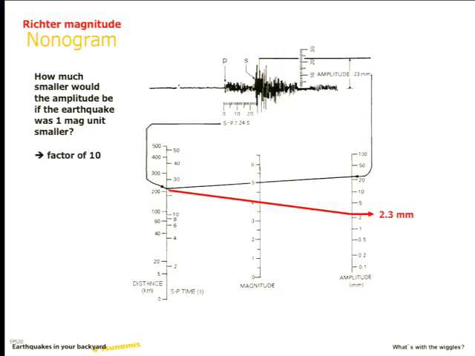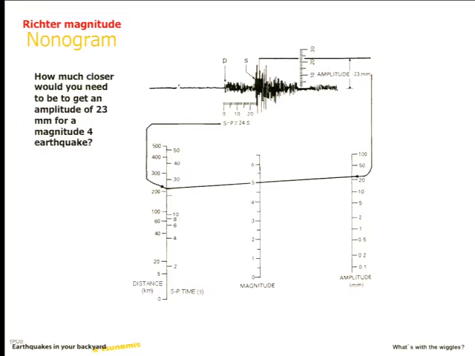This is 1 magnitude unit lower. It is a factor of 10 smaller. That's why this is a magnitude scale, a log to the base 10 scale. That's where this factor of 10 comes from. So if we're seeing 23 millimeters on the Wood-Anderson instrument for a magnitude 5, if the earthquake was 1 magnitude unit smaller, you would get exactly 2.3 millimeters. And if it was another magnitude unit smaller, a magnitude 3, you would get 0.23 millimeters. Okay? So that's exact. That's the definition of the scale. That's why it's exact.